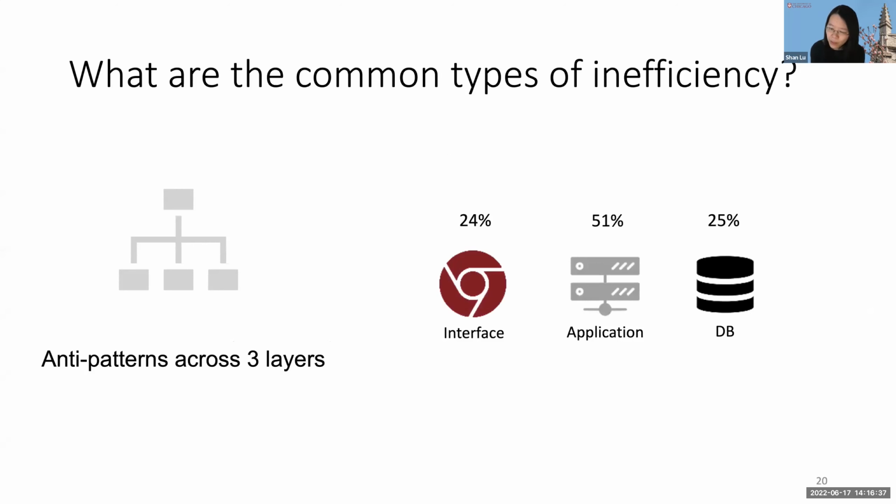But at a high level, among these 200 we have seen, the most common ones are inefficient use of ORM API from the application layer. But there are also a significant amount in interface design problems and in database design.